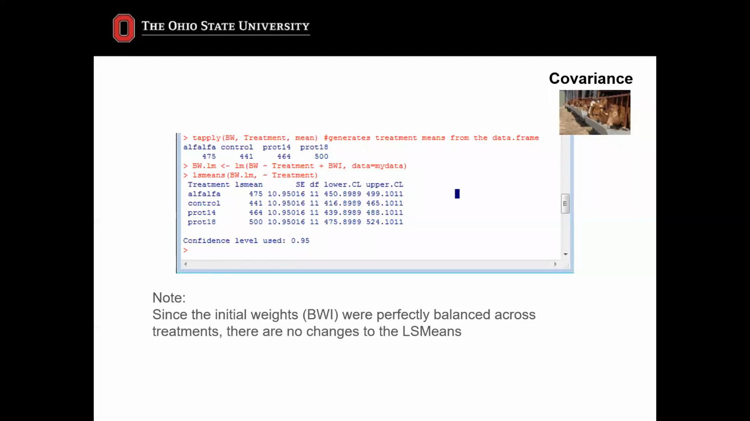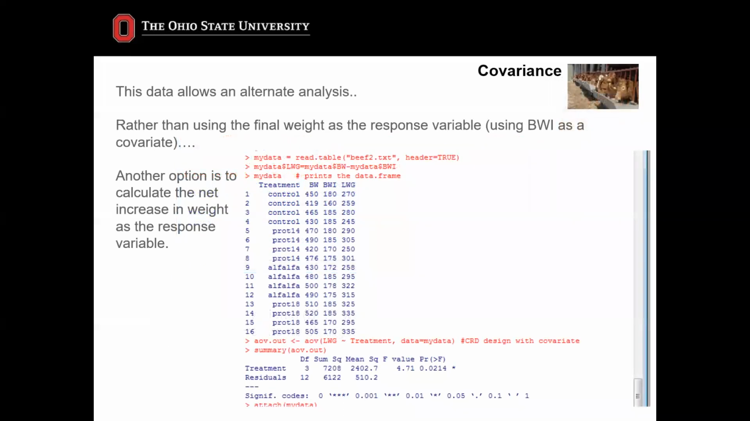So covariates can have a range of different purposes depending on the nature of the study, how it's been set up, and what the actual effect of the covariate was. Before we conclude this example, I just want to look at a couple more possibilities in how we could analyze covariates. This data actually allows an alternate analysis. Rather than using the final weight as a response variable, with BWI as a covariate, another option is to calculate the net increase in weight as the response variable.